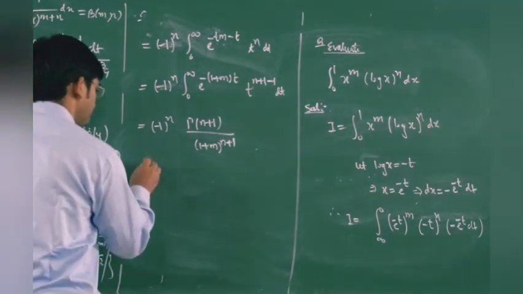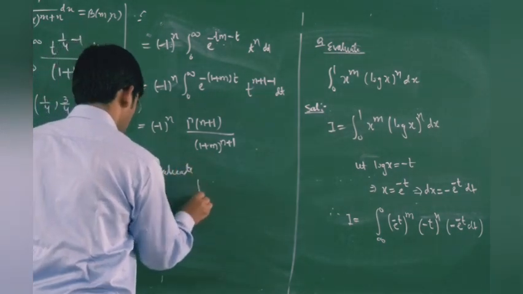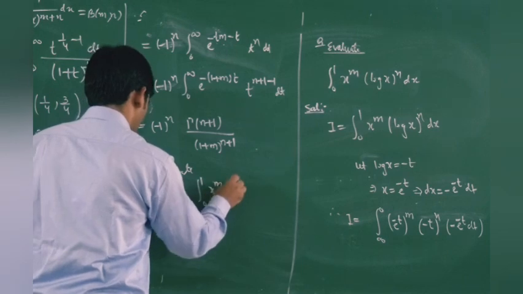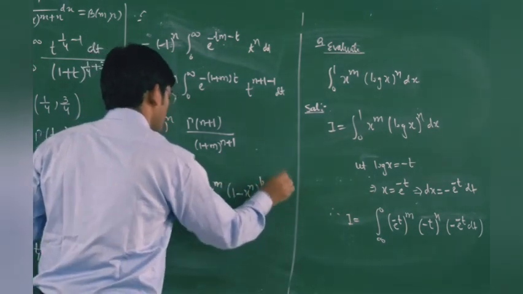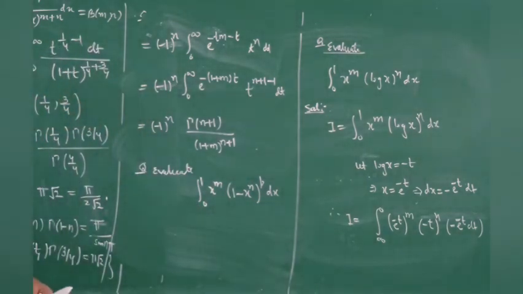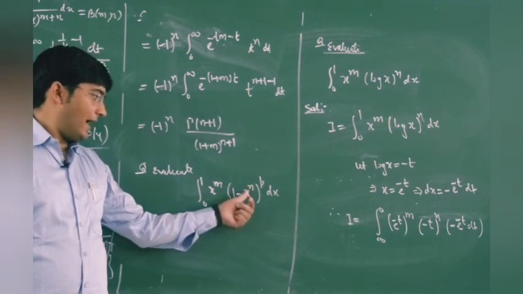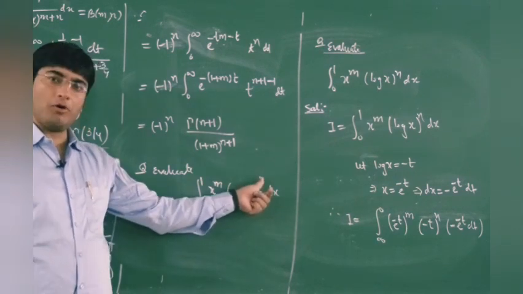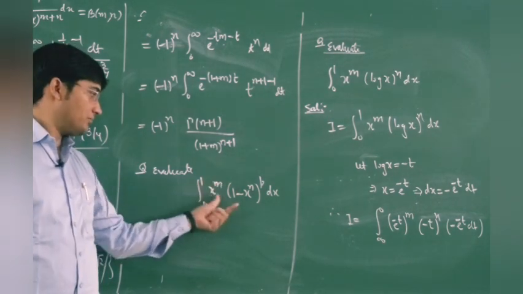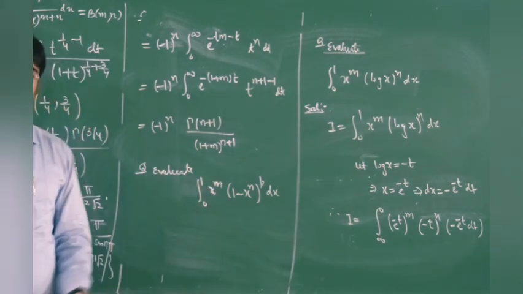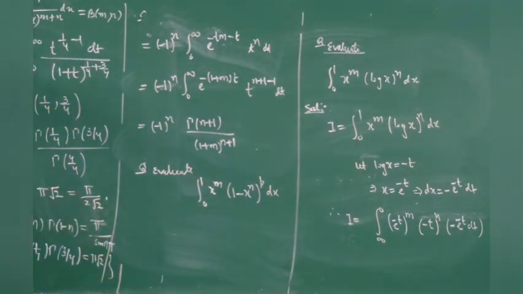Then next question: evaluate the integral from 0 to 1 of x to the power m, (1 minus x to the power n) to the power p. Again, this is a very easy question. Put x to the power n as t, and then this will become (1 minus t) to the power p plus 1 minus 1, and similarly we will have some power of t here. Then you can use the definition of gamma function, or the definition of beta function. So I am not solving this question.